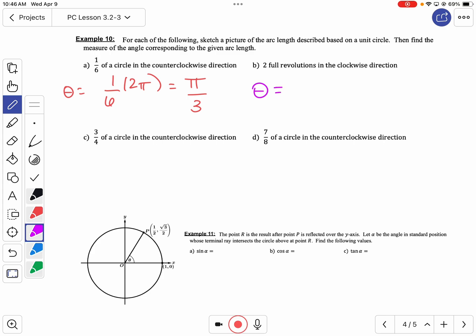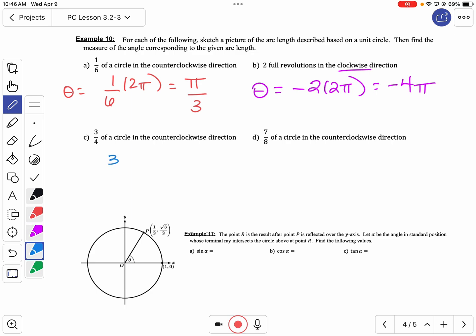Theta equals 2 full revolutions. All right, so 2 times 2 pi, because I want to go full revolution. In the clockwise direction, positive or negative? Negative. So I'd have negative 4 pi. Okay, so I didn't want a fraction this time. I wanted 2 full revolutions.